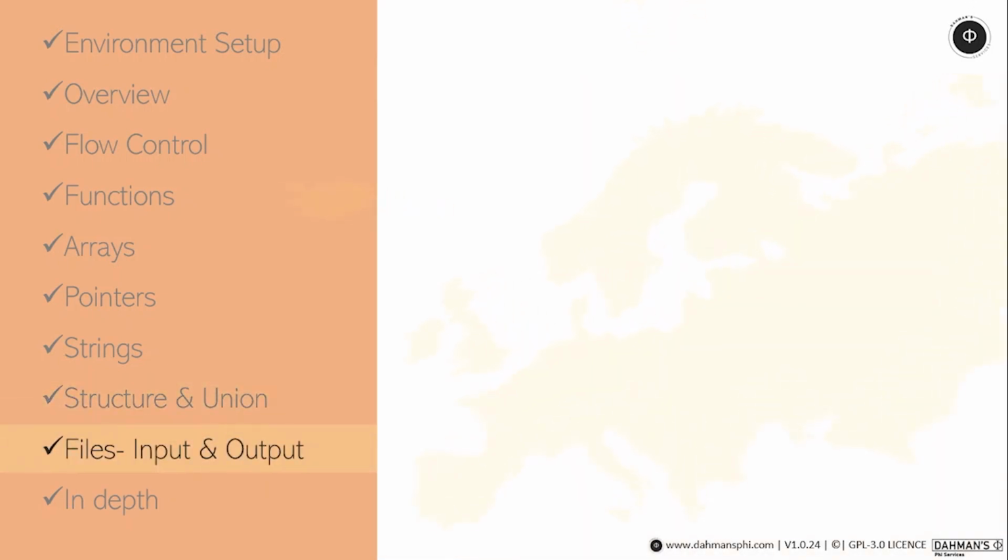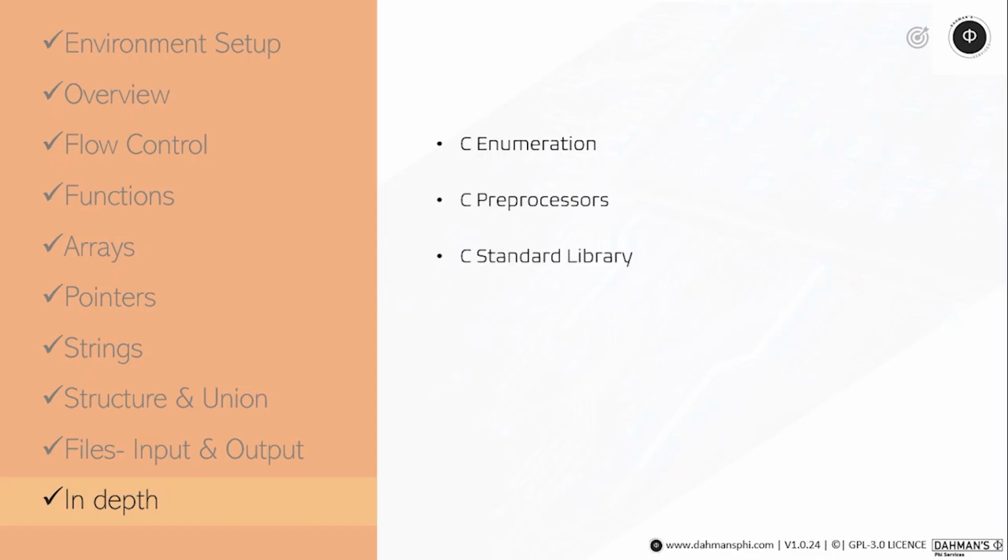In the next episode, we'll look at files, input, and output. There are only a few straightforward lines to speak about files, input, and output, and that's where we need a practical example to understand the aspect of input and output in C programming language. Last but not least, in the In Depth episode, I have decided to bring some advanced topics so that we can utilize this programming language not only to program a controller, but also for many other purposes. We'll look at subjects such as enumeration and preprocessors, the standard libraries of C, and finally a lab example that can put all this information together.